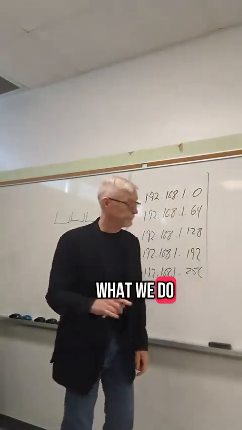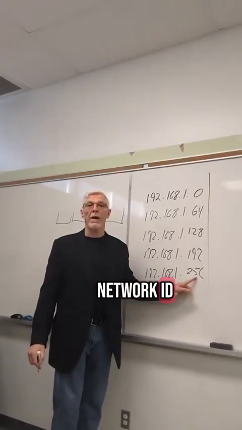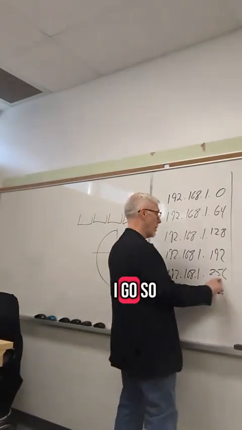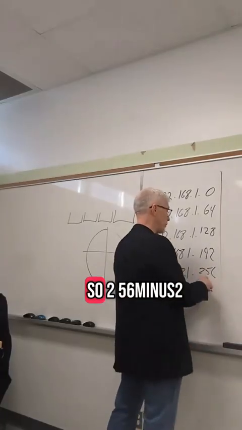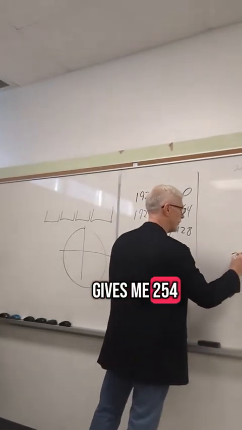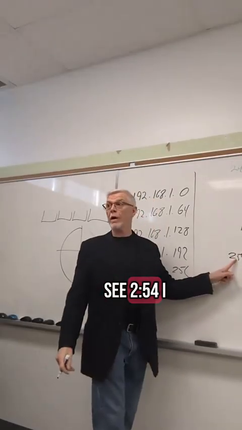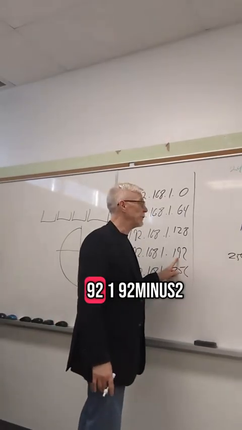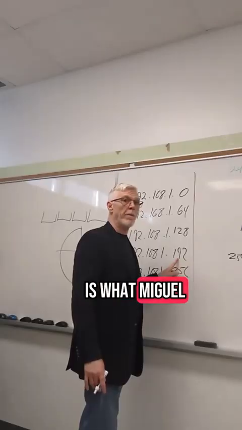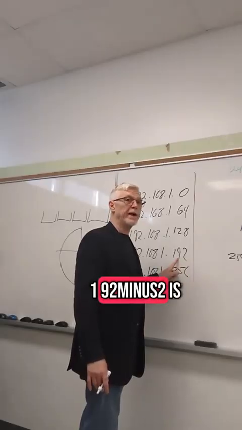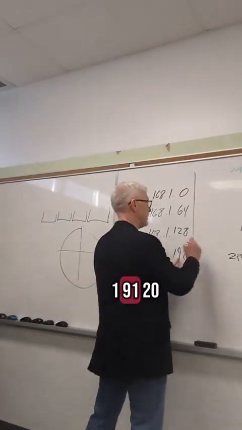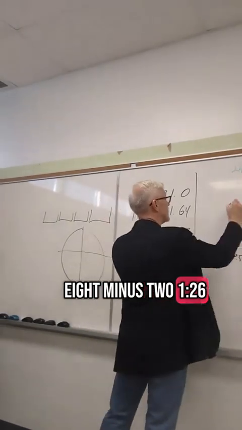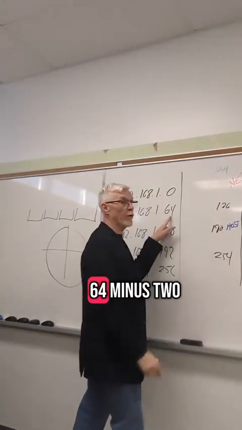So here's what we do. We take the network ID. How many bits do I lose? 2. So I'm going to go for the last IP address, right? So 256 minus 2 gives me 254. As soon as I see 254, I know I'm right, because in Class C, I run out of IP addresses at 254. I take 192. 192 minus 2 is what, Miguel? 190. 128 minus 2? 126. 64 minus 2?